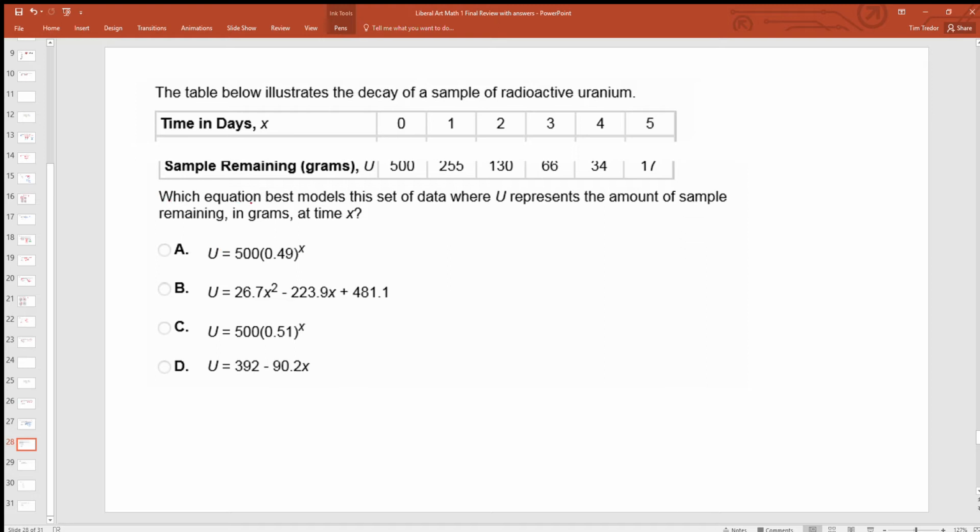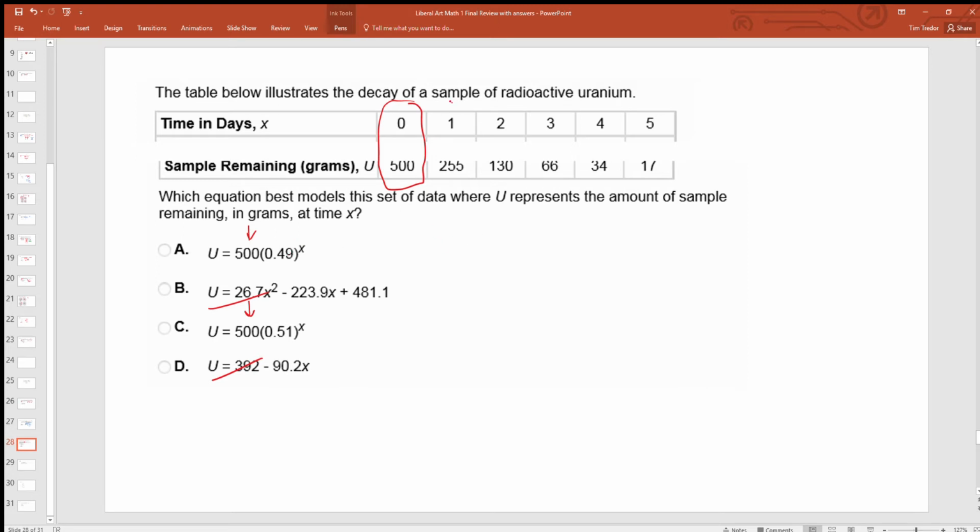So let's take a look. Which equation best models the set of data where U represents the amount of sample remaining in grams at time x? Well, we can get rid of B and we can get rid of D just because those are not exponential functions, and radioactive decay is an exponential function. Okay, so we're down to A and C. Now we can plug in numbers, especially since their a value, the 500, is the same. That's what you would get for this value right here. When you plug in 0 for x, when your exponent is 0, then the base is 1.